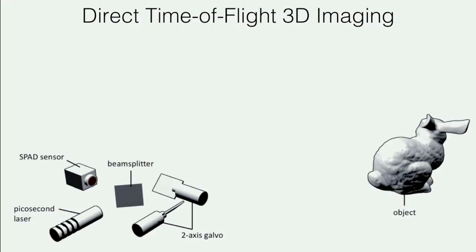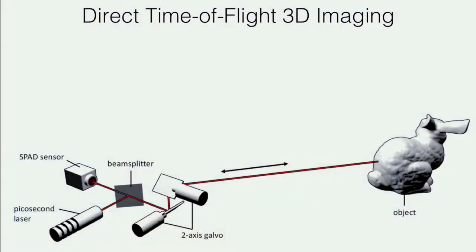So let's talk more about direct time-of-flight 3D imaging or active 3D imaging. So you can think about this more like long-range LiDAR types of systems. So it's pretty straightforward. We have usually a picosecond laser or nanosecond laser that sends a pulse of light into the scene. There's a very sensitive detector. I mean, we only get a few photons back for long-range applications.